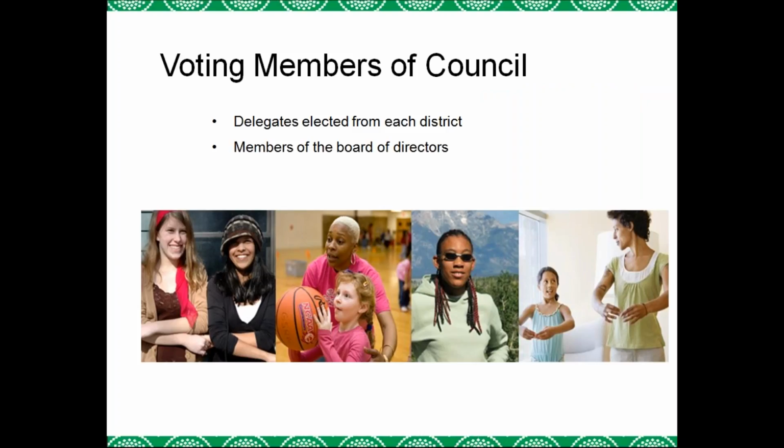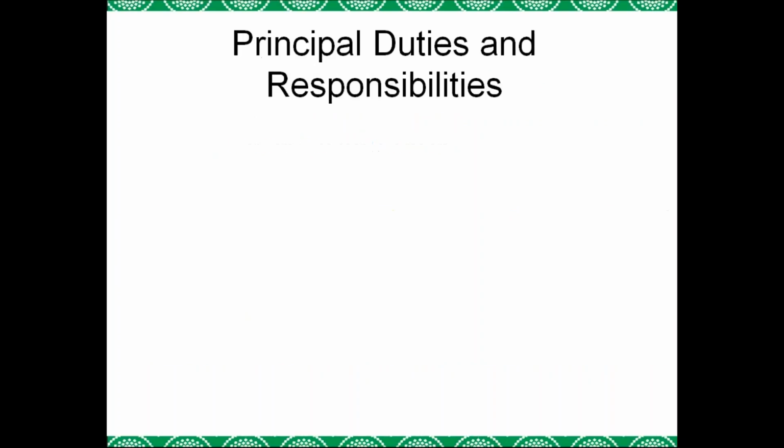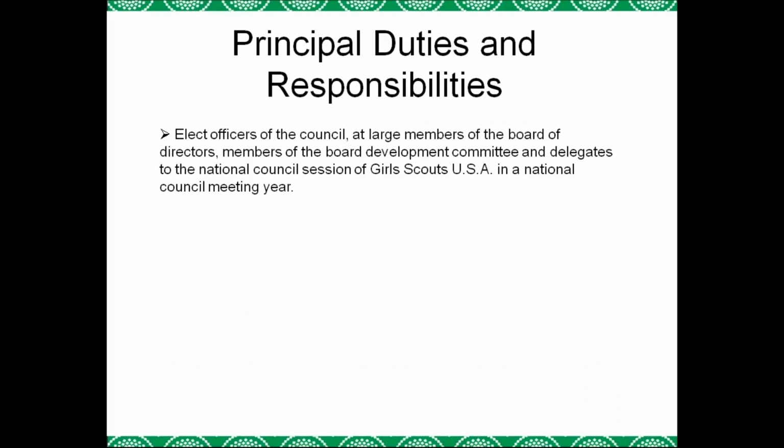Voting members of the council include each of you as delegates, the national delegates, the board of directors, and the chair of the board development committee. According to the Girl Scouts Heart of the Hudson bylaws, there's a minimum of 200 voting members, and the maximum should not exceed 1% of the total girl membership. So let's go over your principal duties and responsibilities.